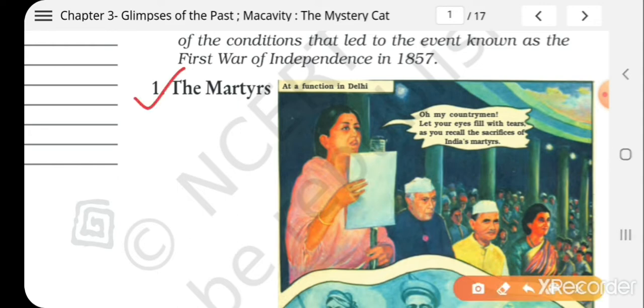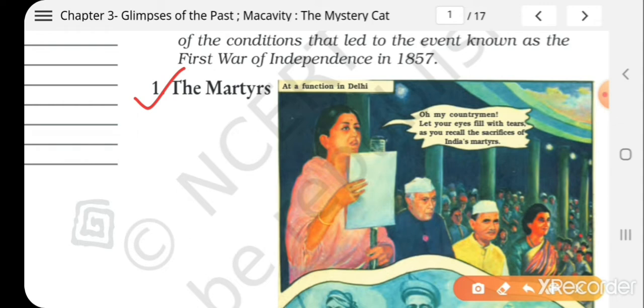Martyrs, you know very well. In this picture you can see that it is a function held in Delhi, and a lady, a singer, is singing a song, and the lyrics are, "Oh my countryman, let your eyes fill with tears as you recall the sacrifices of India's martyrs." For your kind information students, these are the lyrics of a very famous song of India, and this lady is a very famous singer. So you have to recognize the lyrics.